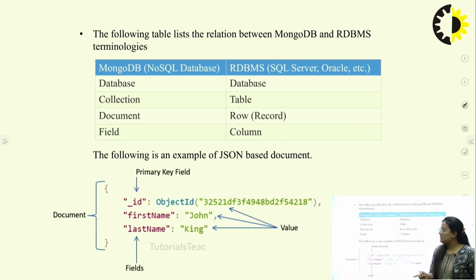Similarly, in MongoDB, a collection can have multiple documents which are equivalent to the rows. Each document has multiple fields which are equivalent to the columns. Documents in a single collection can have different fields. The following is an example of a JSON based document.